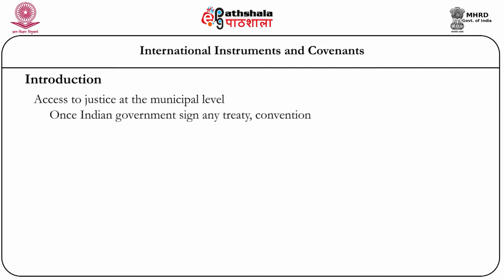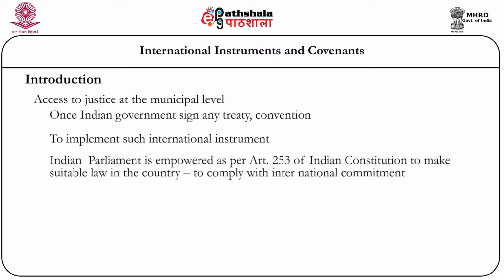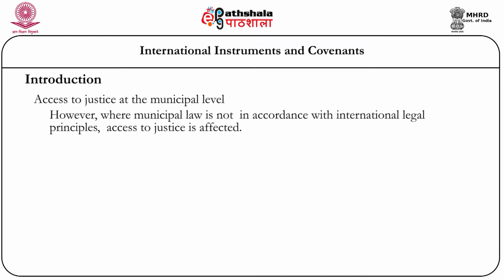Once the Indian government signs any treaty or convention, to implement such international instrument, powers are given to Parliament under Article 253 to make suitable law in the country to comply with international commitment. So, under this article, Parliament can make a law in order to comply with international instruments to the whole of India or to any part of the territory. Under this article, Indian Parliament made various enactments to comply with international instruments. However, where municipal law is not in accordance with international legal principles, access to justice is affected.